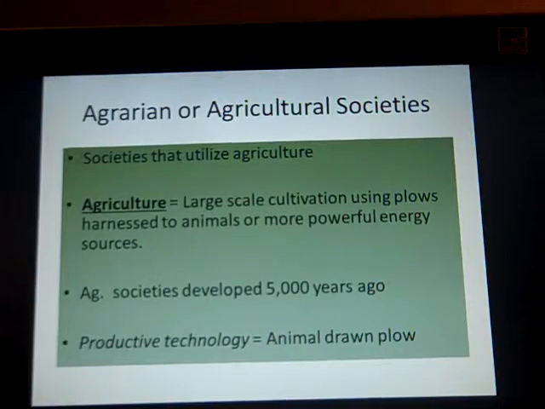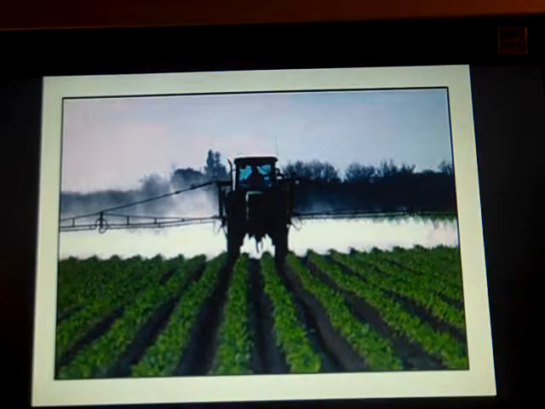And the societies developed about 5,000 years ago. So there you see.